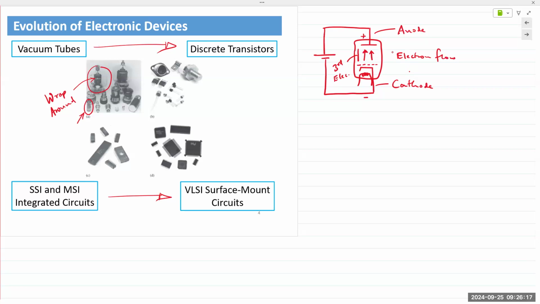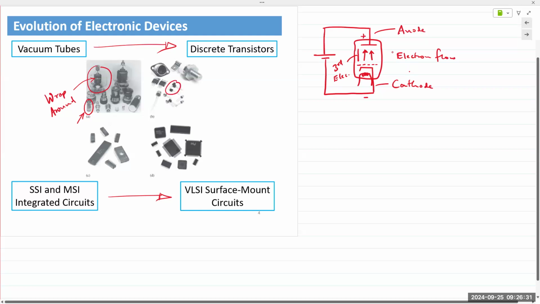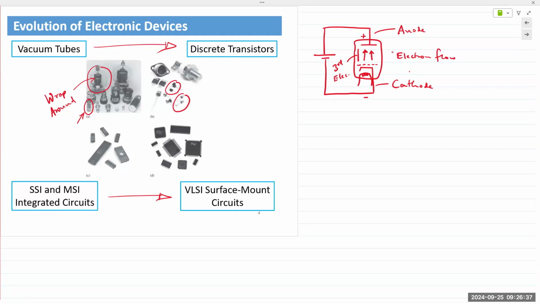From there on, we went on to create discrete components. The discovery of the transistor, especially the silicon transistor. This, by the way, is still in use today, and you will be working with some of these in 346, the lab.